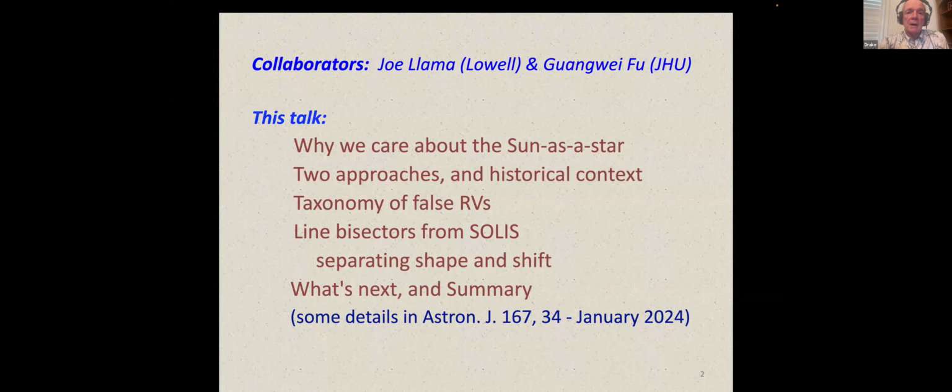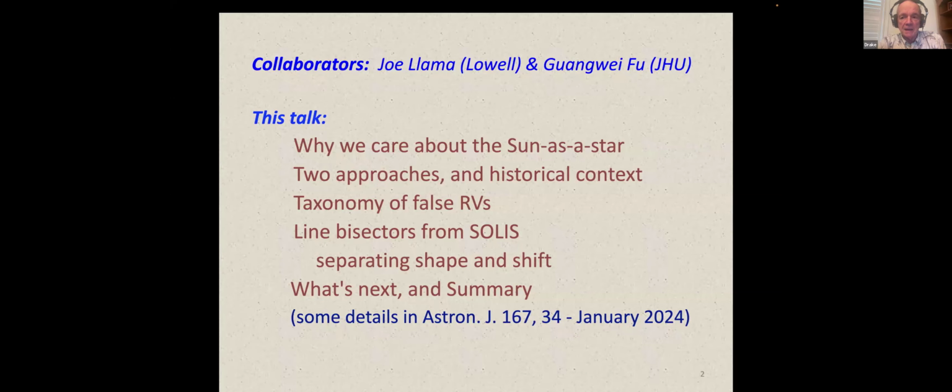And what I'm going to talk about in this talk is, first of all, why we care about the sun as a star. And I think it won't be too hard to convince this group that we should care about the sun as a star. And then I'll talk about two approaches to measuring precise radial velocities. And I want to add a little historical context because I think it's valuable to understand how we got to these two approaches. And then I want to mention briefly something about the taxonomy of false radial velocities.